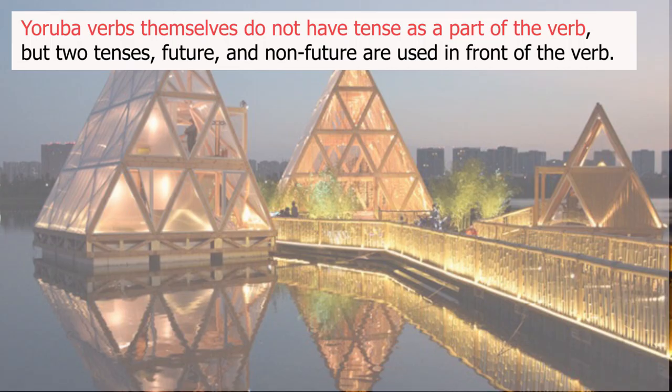Tense. Yoruba verbs themselves do not really have tense. There are two tenses in Yoruba, the future tense and the non-future tense. Verbs in Yoruba are often constructed with aspect or mood markers, which come before the verb.